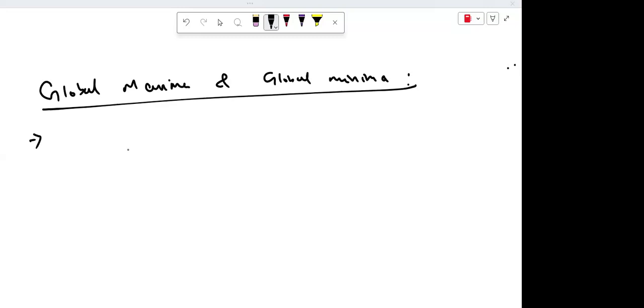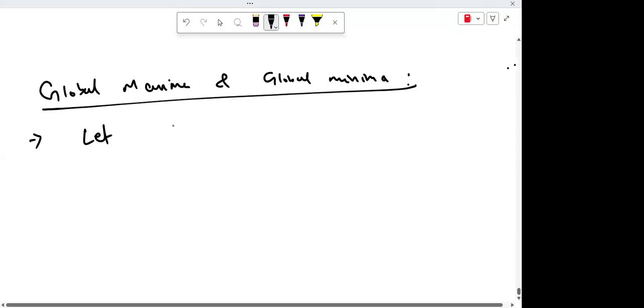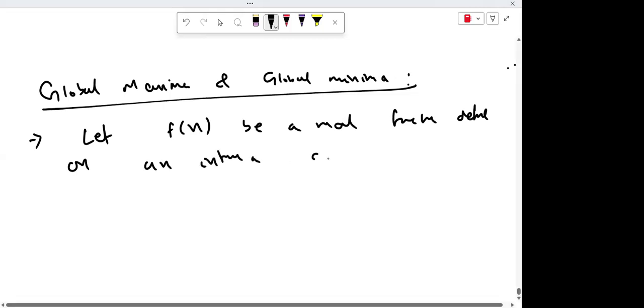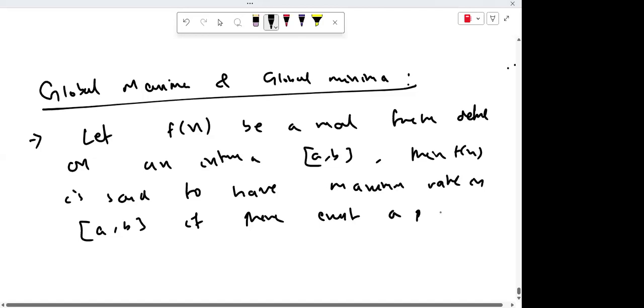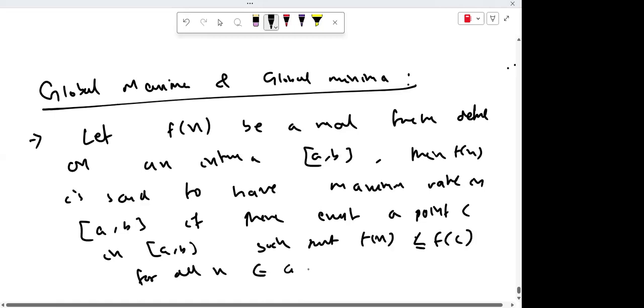Okay. So let f be a real function defined on an interval a to b, then f of x is said to have a maximum value in a to b if there exists a point c in a to b such that f of x is less than or equal to f of c for all x belonging to a to b.